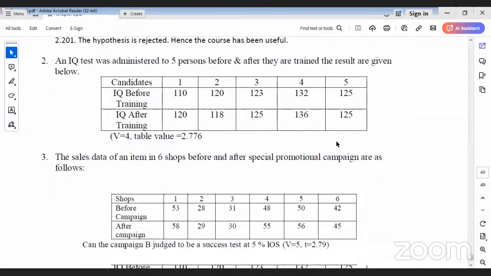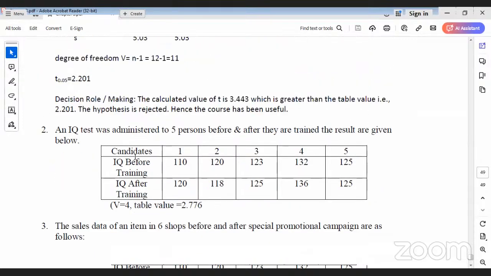Then the sales data. See, V is equal to N1 plus N2 minus 1. How many values are there here? 1, 2, 3, 4, 5. 1, 2, 3, 4, 5. Okay, 5 minus 1, that is V is equal to 4. The table value is 2.776. Okay?